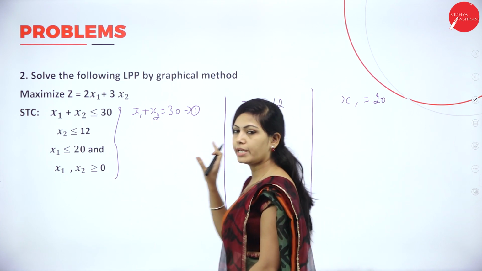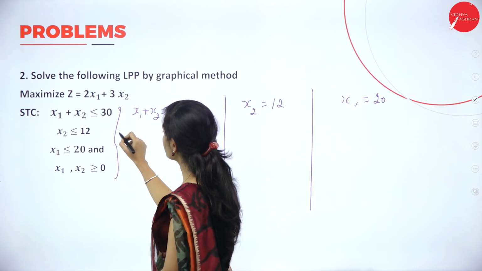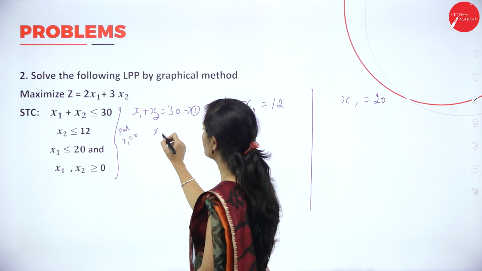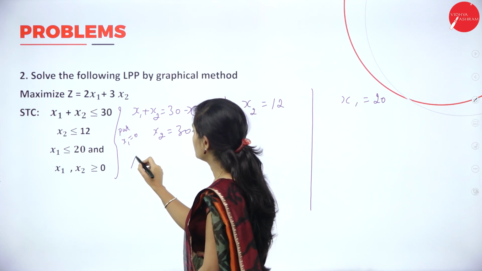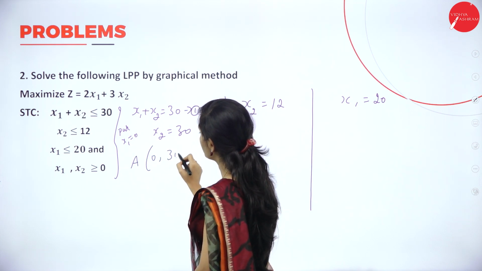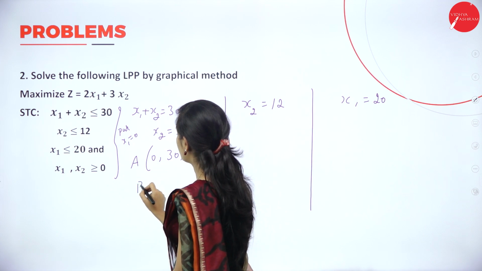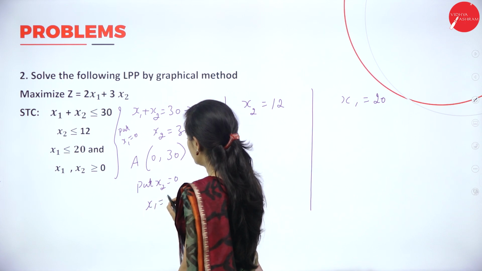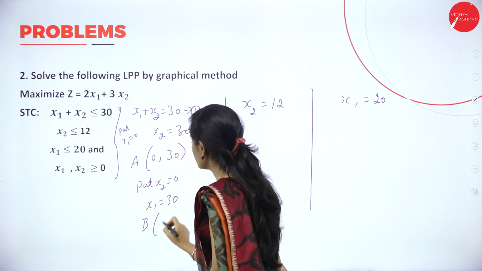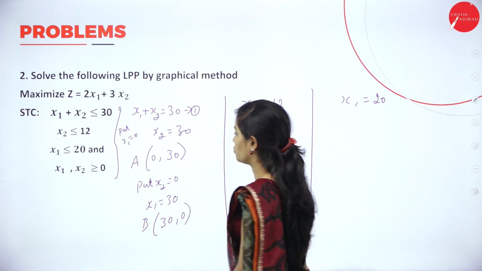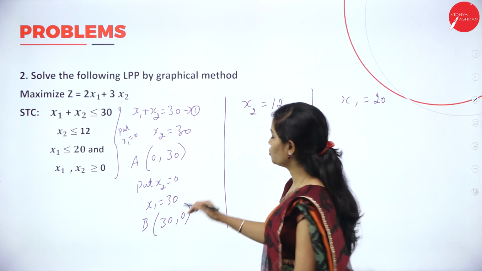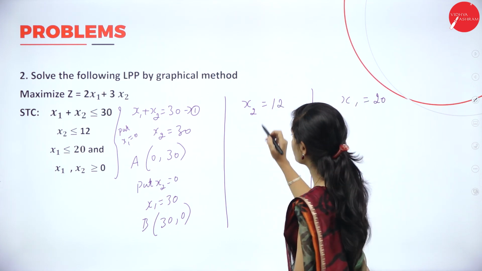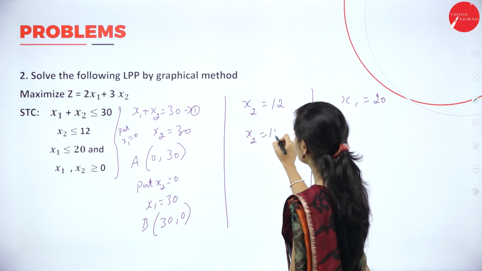So here you don't have x1 and here you don't have x2. But this is an equation. So first put x1 is equal to 0. x1 is equal to 0 means x2 is equal to 30. So point A is 0 comma 30. And put x2 is equal to 0. So x1 is equal to 30. So point B is 30 comma 0. So we got 2 points. And the third point C is, in the second equation we don't have the x1 value. So x2 is equal to 12 only.